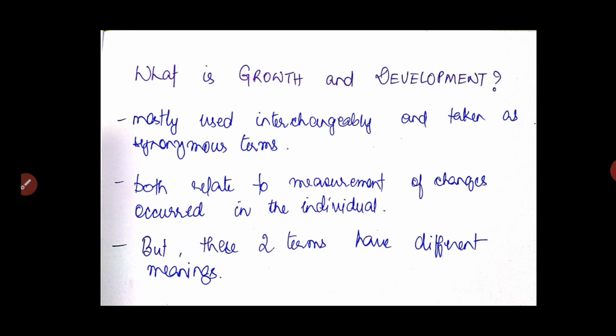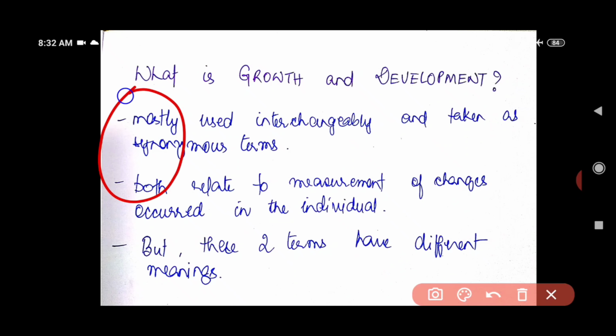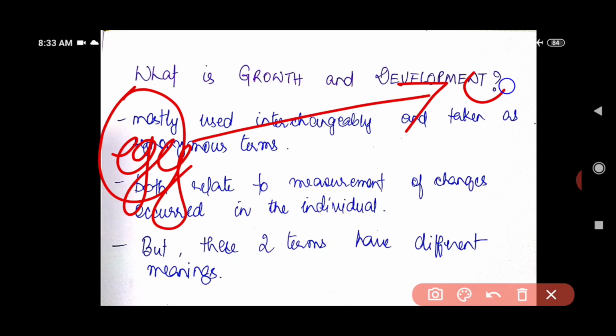So what is growth and what is development? People mostly use these terms interchangeably and they are treated synonymously, like they are the same, okay? Both relate to measurement of changes occurred in the individual. So let us say the journey of an individual starts from a fertilized egg and he turns into a full-fledged human adult, right?